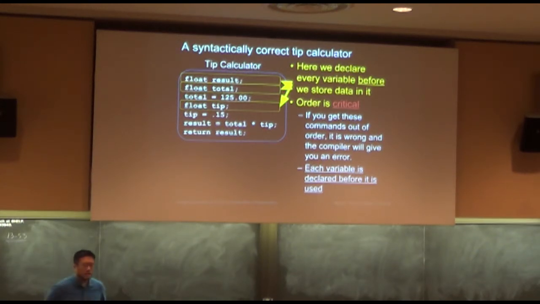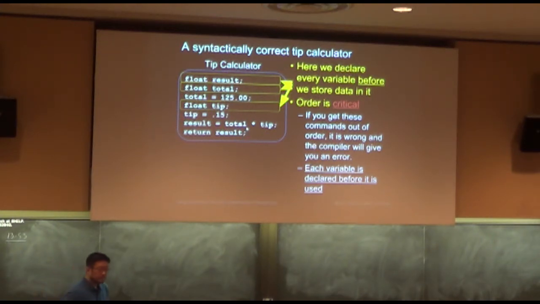Okay, so as Greg pointed out, there were some shortcomings to the code that I showed you earlier. That's the fact that I had not declared total and tip before. So if we really had everything in the whole program, then we would first declare results, then we would declare total, and then assign some value to total, then we would declare tip and assign some value to tip, and then we would perform the calculation total times tip and store that into result, and then we would return the result.